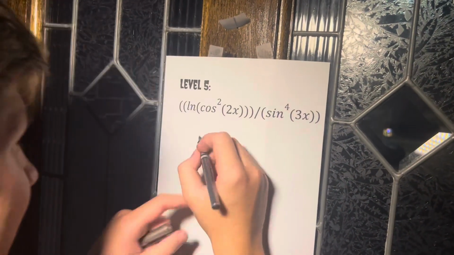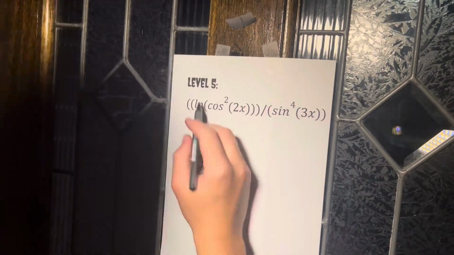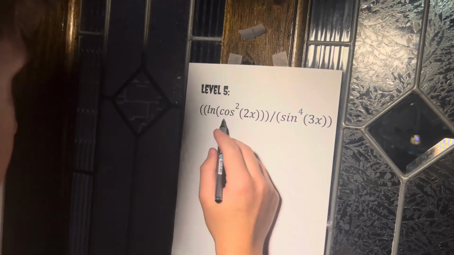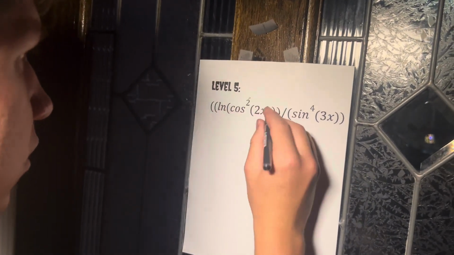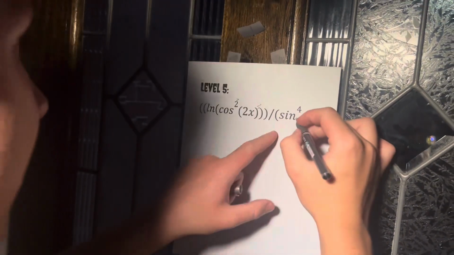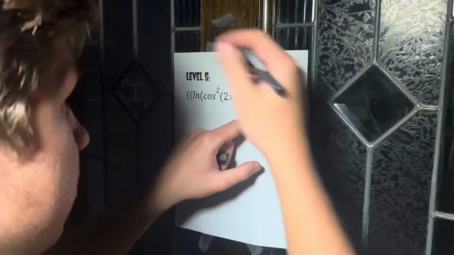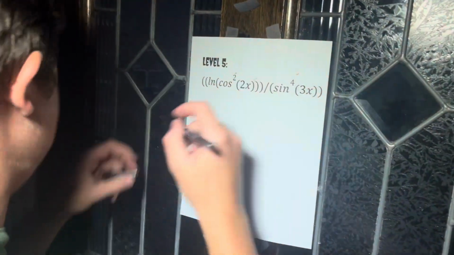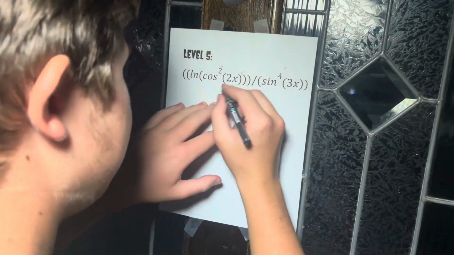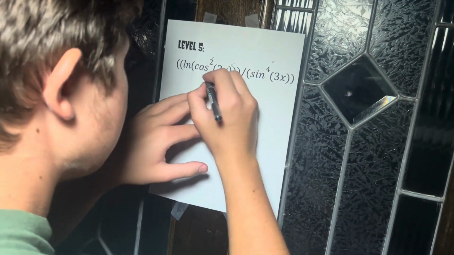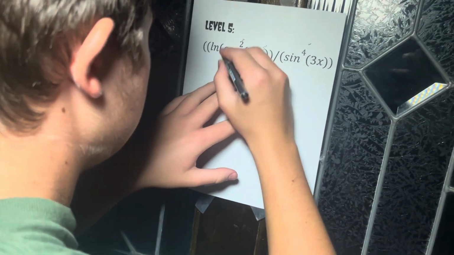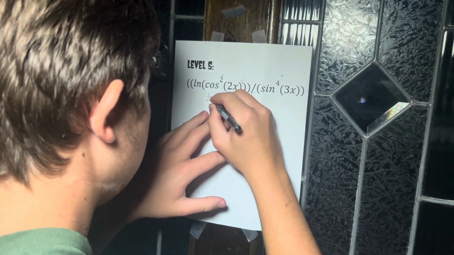Man, this one looks tough, like the hardest one we've seen so far. I only have so much room to do it on. Oh man, so we gotta use the chain rule. This looks like a triple chain rule divided by, so we have to use the quotient rule. Alright, I'll have to do this in parts. So first we start with the outside. It would be 1 over cosine squared 2x.